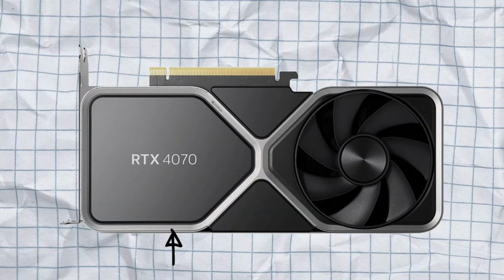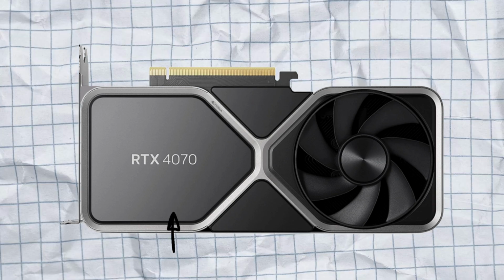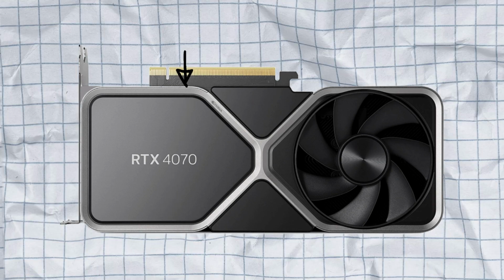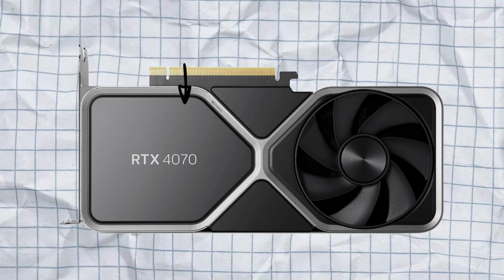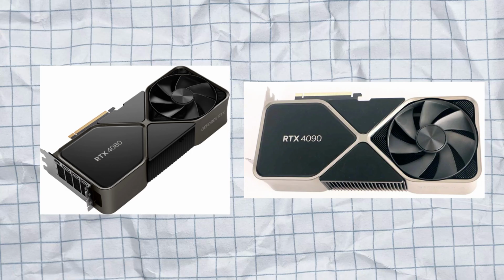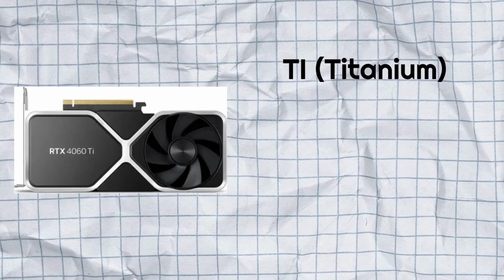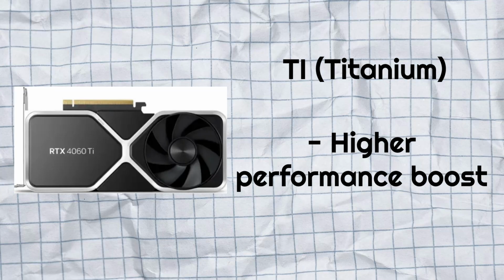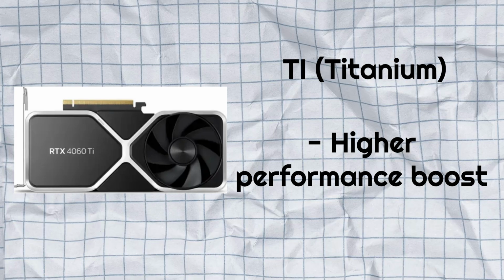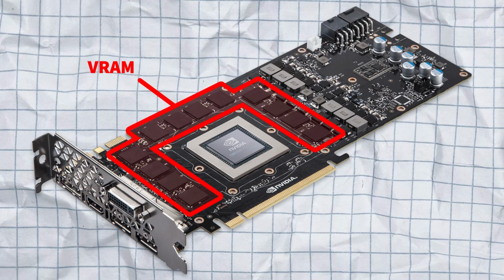Now onto the actual naming. Nvidia's GeForce GPU naming scheme includes a series number to show the generation, e.g. 40 in 4070, a placement number to indicate its relative performance within the series, e.g. 70 is mid-range while 80 and 90 is higher end, and sometimes there's a suffix to show that it has better performance. Their suffixes include Ti, short for titanium, which means that it has a higher performance boost compared to non-Ti GPU cards, e.g. more CUDA cores or more VRAM.